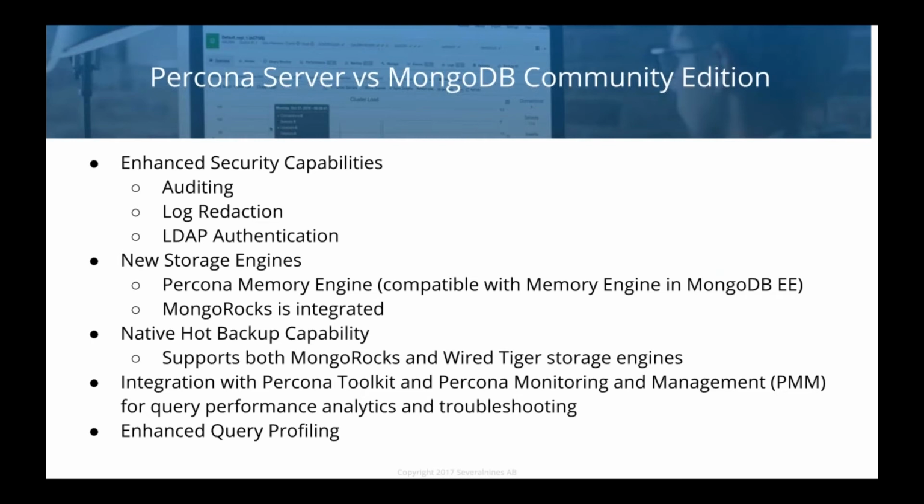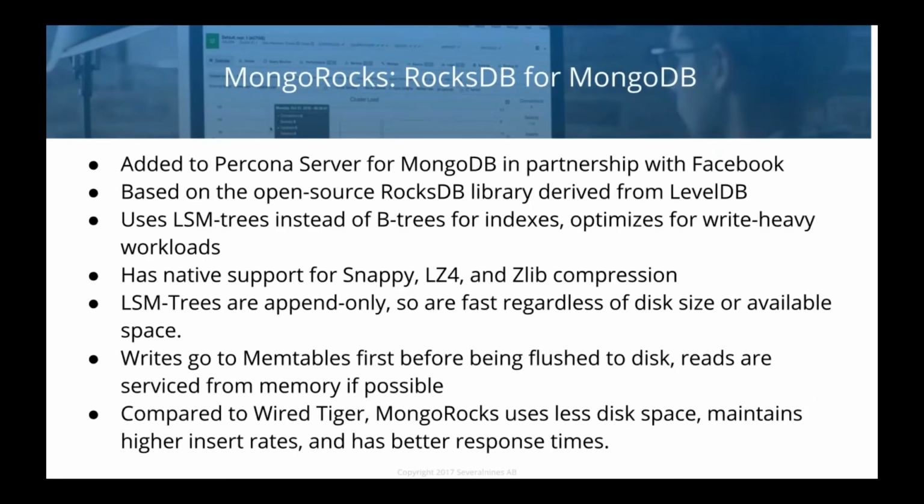It's built on using LSM trees instead of B-trees for indexes and is append only. So this is optimized for write heavy workloads where B-trees are typically optimized for reads. It has native support for snappy, LZ4 and zlib compression. So it's able to be a little bit more efficient about disk space usage. And the fact that it's append only means that regardless of the amount of available disk space, writes are always going to be fast because they're going to be written to the empty space at the end, and it doesn't fragment exactly.